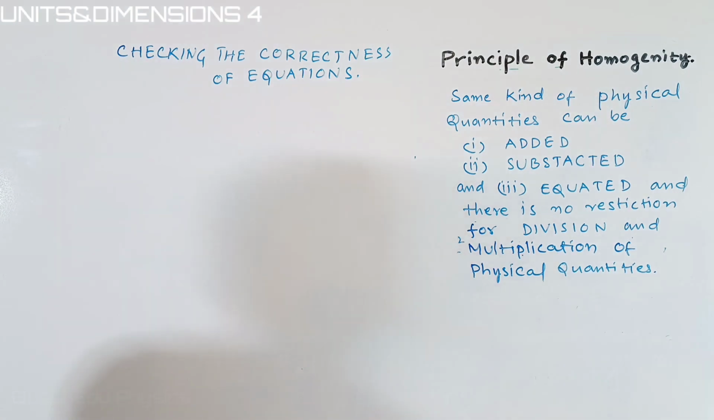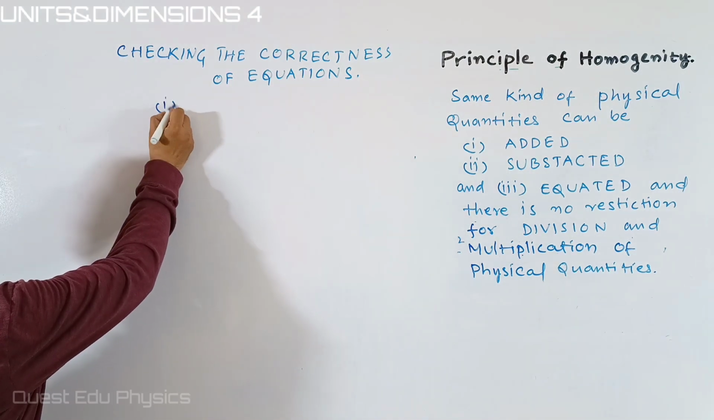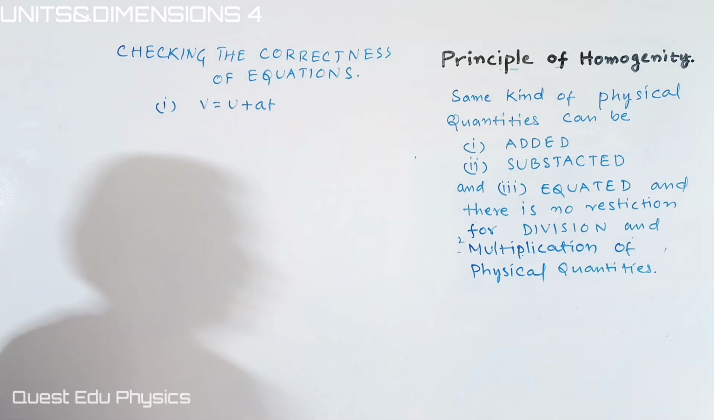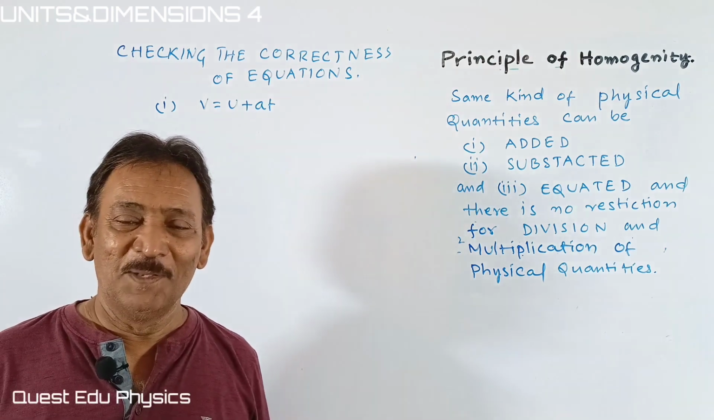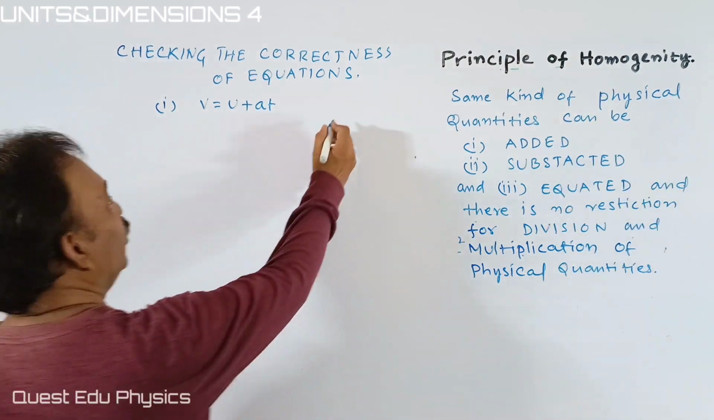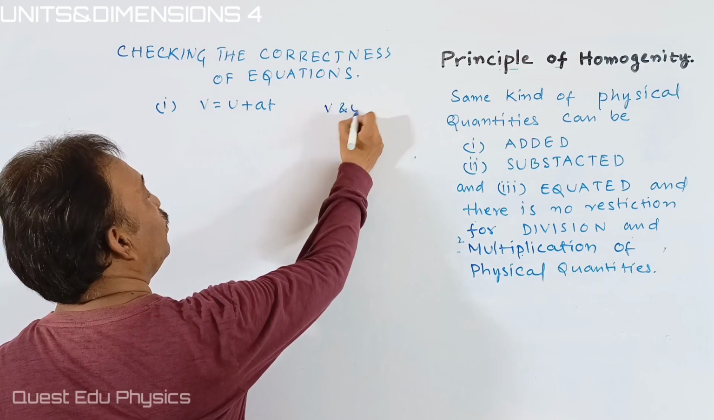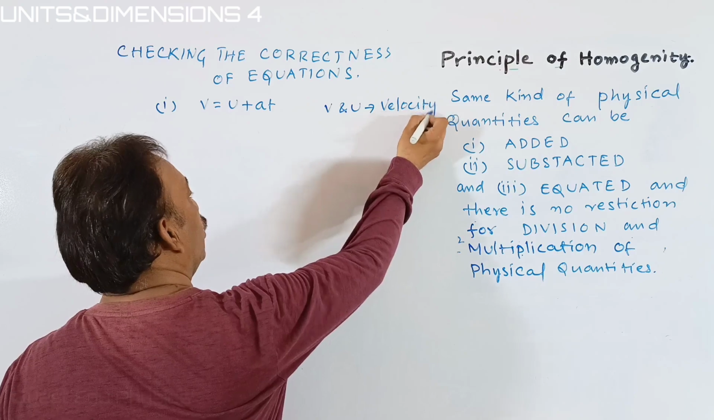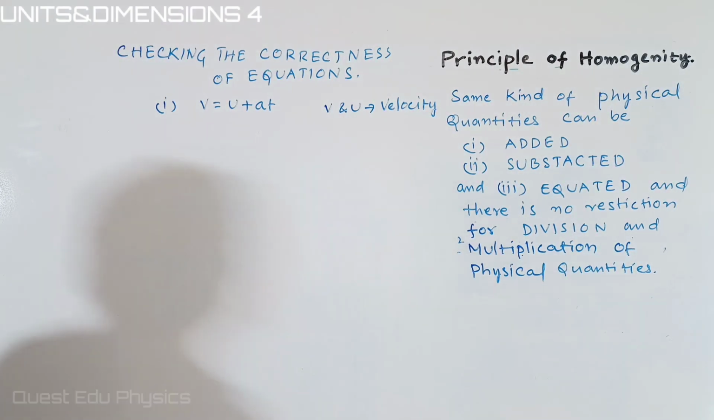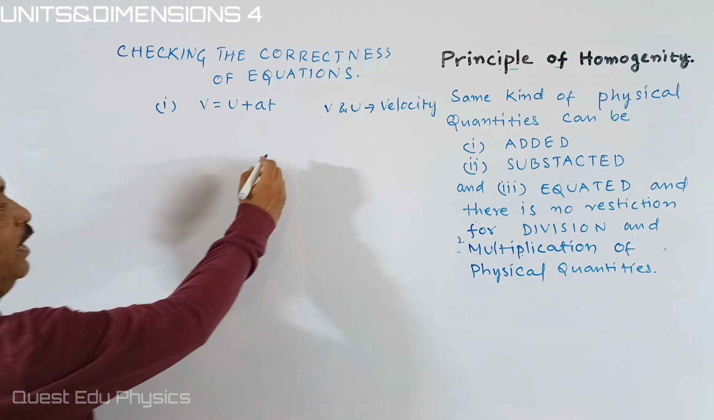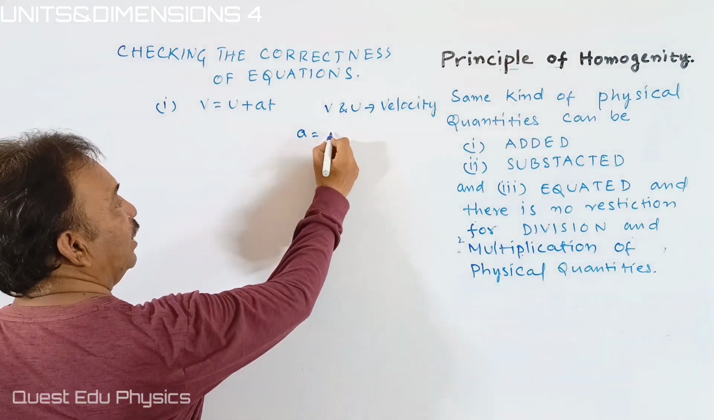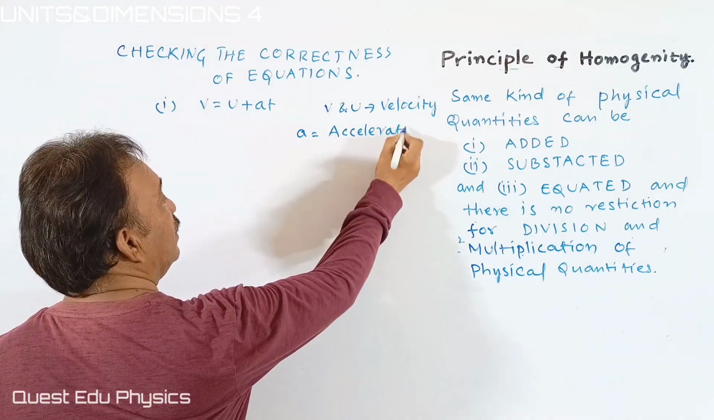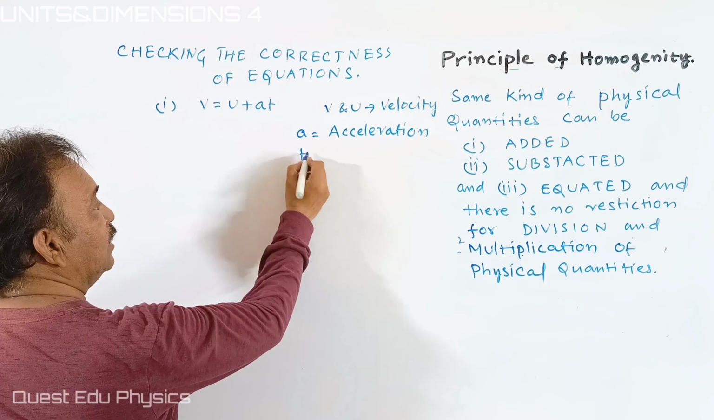Okay, students. The basic equation I am taking here is V is equal to U plus AT. This is the equation of motion, students. As you know, here V and U both stand for velocity, and velocity is displacement upon time. And A is acceleration, the rate of change of velocity. And T is the time.